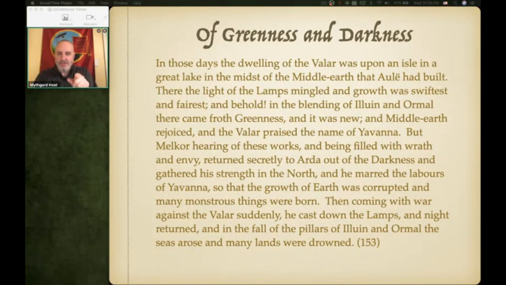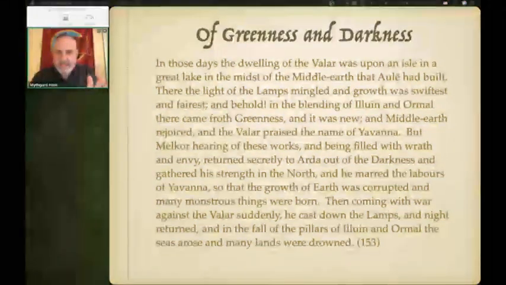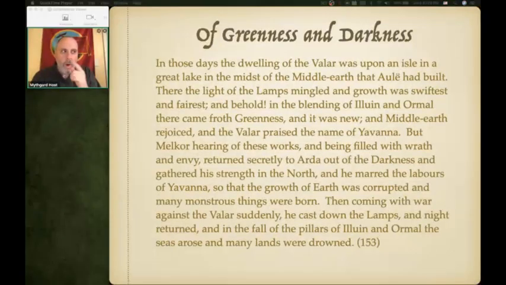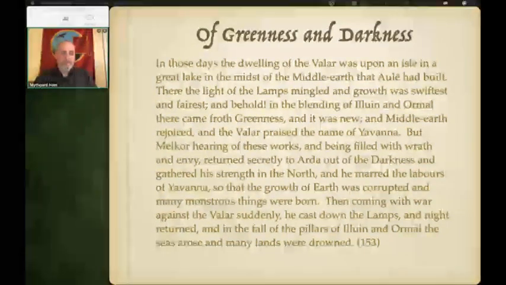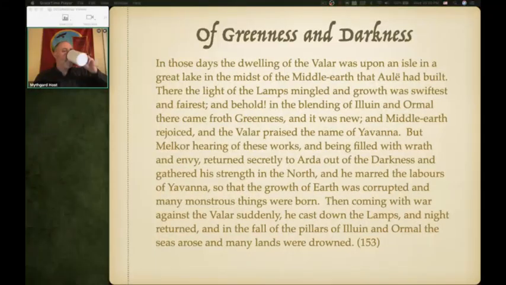According to this passage, just focus on this paragraph for a second. Why does Melkor return to Middle-earth in order to destroy the lamps? What motivates him to do it? That's a great point, Jennifer, I'll come back to that in just a second. Yeah, Mary, there's envy. Yes, it's primarily envy.